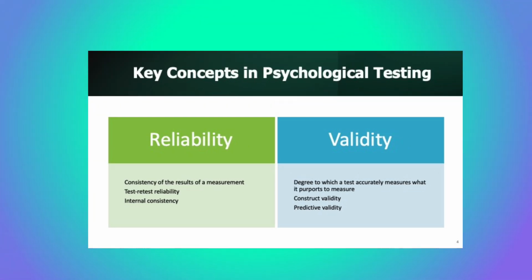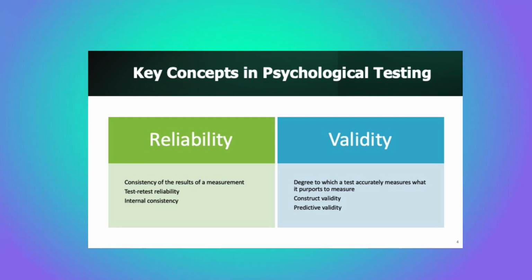Okay, validity. Validity describes the degree to which a test accurately measures what it purports to measure. To what extent is this test a reflection of the particular domain that it is meant to measure? So to what extent is this particular intelligence test a reflection of the particular domain, in this case intelligence, which it is meant to measure?